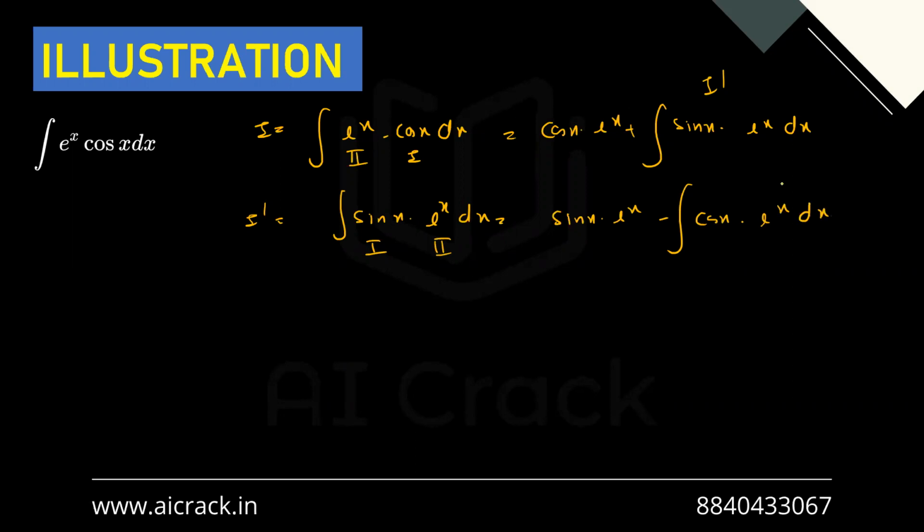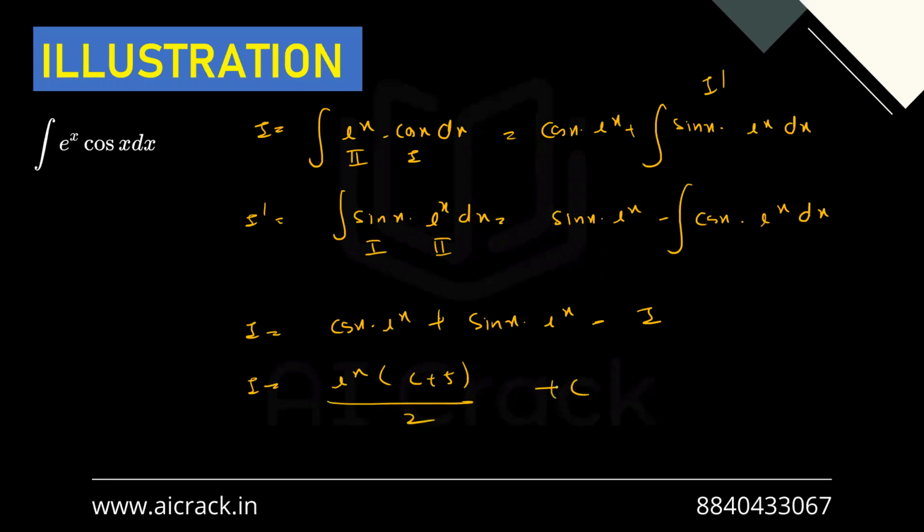Now you can see that we have got minus I once again. So basically I equals cos x plus I dash, right? I dash is not cos x dot e raised power x plus sin x dot e raised power x minus I again. So 2I equals e raised power x (c plus s), and I becomes e raised power x (c plus s) divided by 2, plus c. So this is the answer.